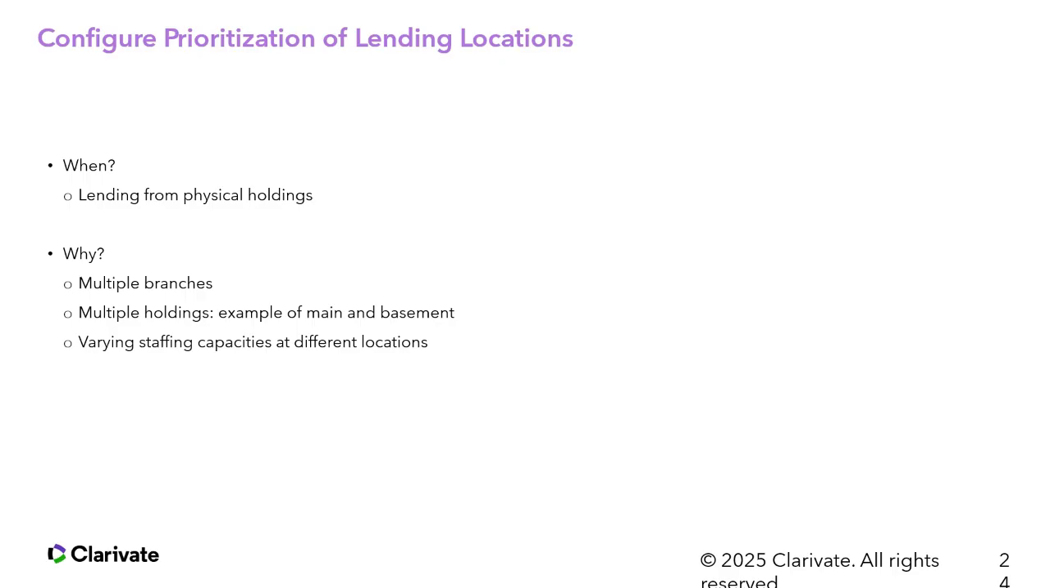Maybe the library has multiple branches. Maybe the library has multiple holdings of an item. Maybe the library has varying staffing capacities or staffing volumes at the different locations and wants to be able to prioritize which location then handles that request.